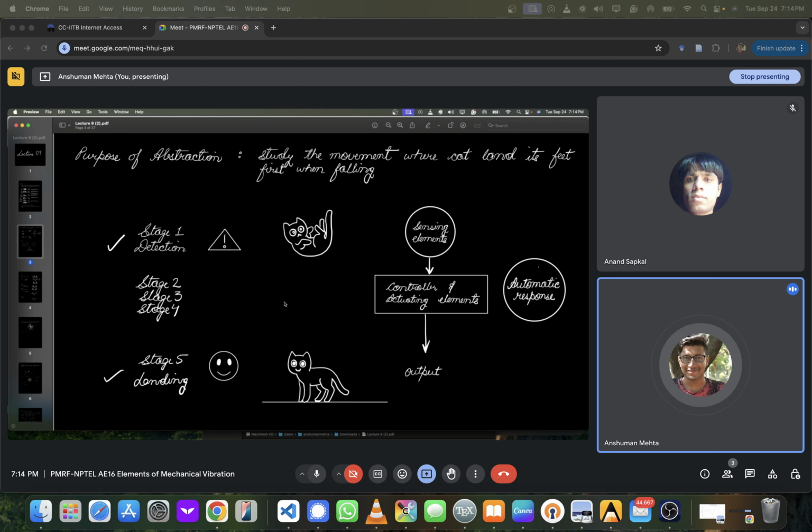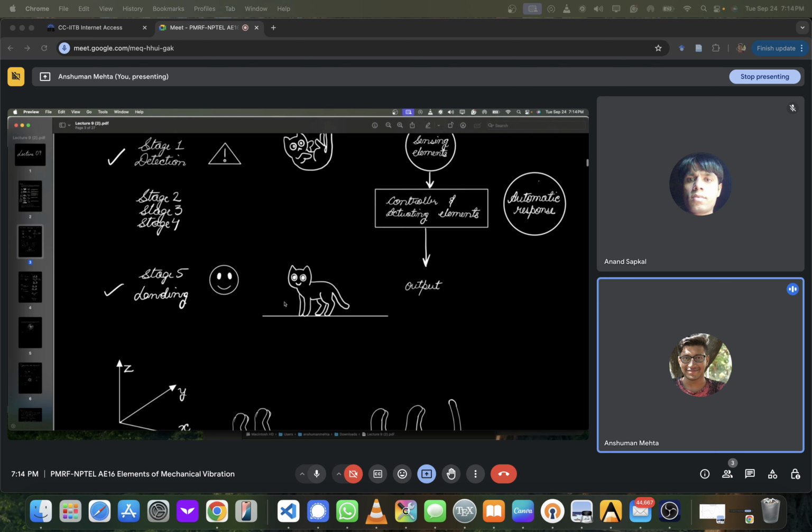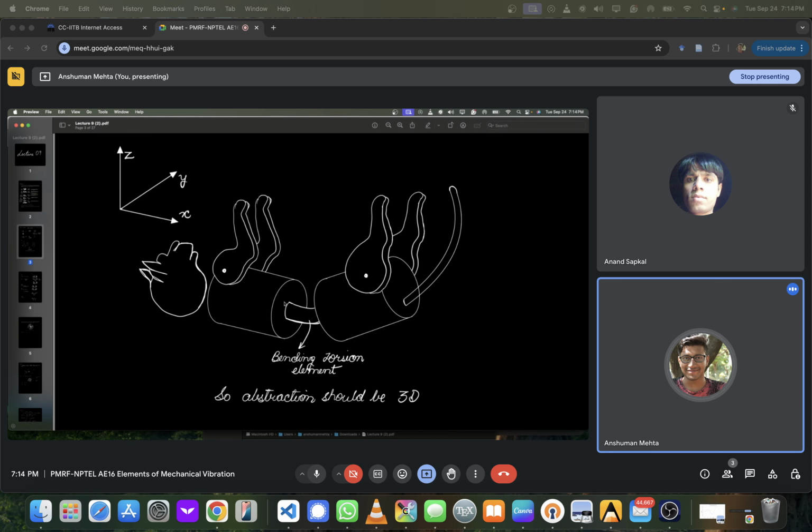But the major thing which is happening is in these stages: stage 2, stage 3, stage 4. So we will talk more about that. So first of all, is it a 3D model or a 2D model? This is a 3D model because the CAD is rotating as well as bending, and it is also flexing. So three motions are there: bending, torsion, and actually deformable bodies. So abstraction should be in 3D.